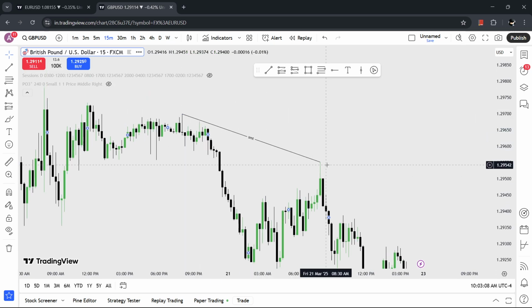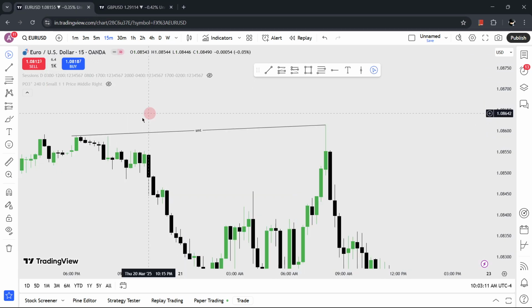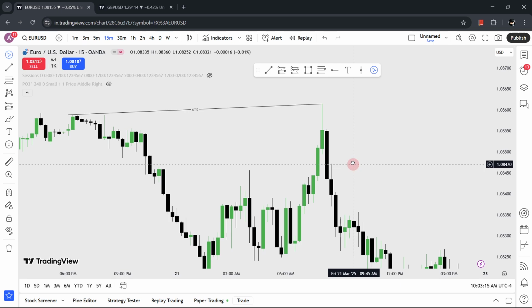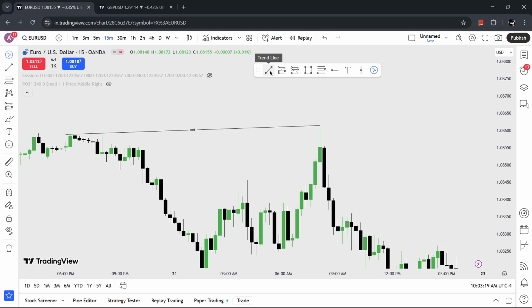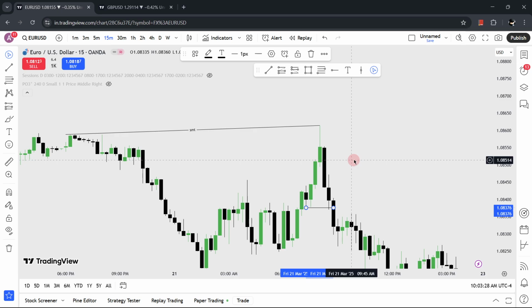We have that high not taken out here, but USD was able to take out this high here. Okay. And what else are you seeing? We have that high taken out. I'm not marking again. We have a structure shift. Basically, here I have not taken a trade. Okay, but what do you think?